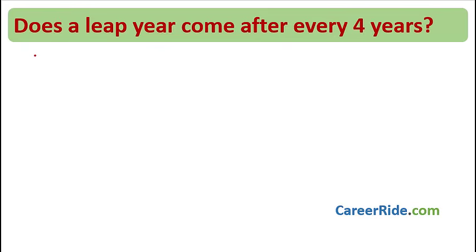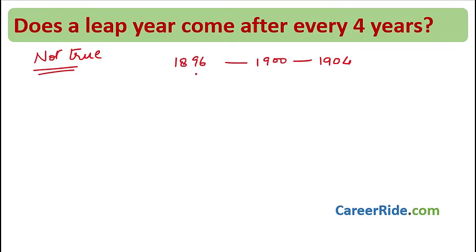Now, what if I told you that this is not true? A leap year does not come after every 4 years. Sounds surprising? Let me show it to you with an example. Let's take an example of 1896, 1900 and 1904. From what we learned just now on how to find a leap year, let us divide 96 by 4. This is a general, simple type of year. So we'll divide the last 2 digits by 4. Completely divisible. So yes, this is a leap year.